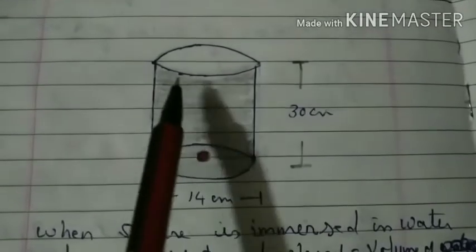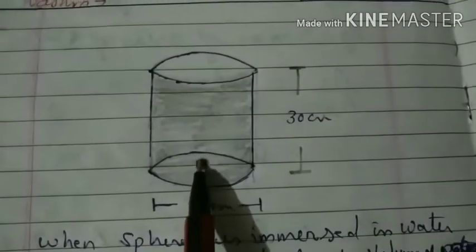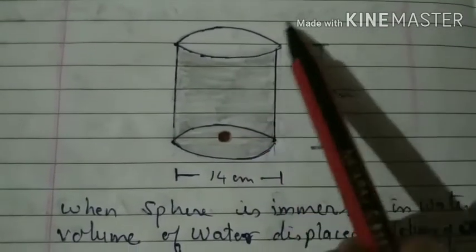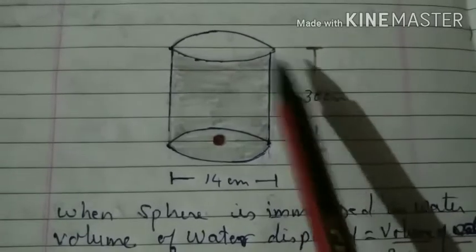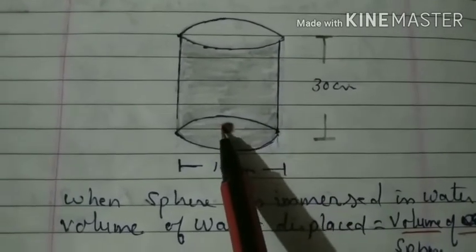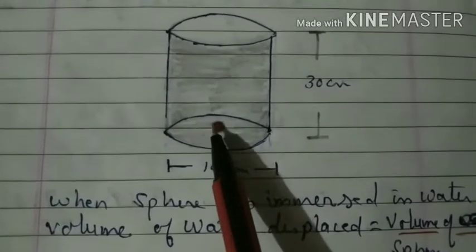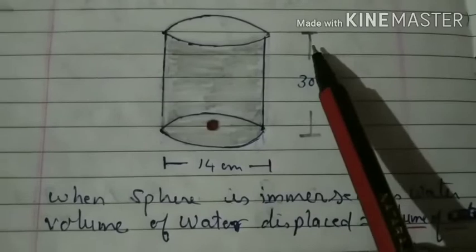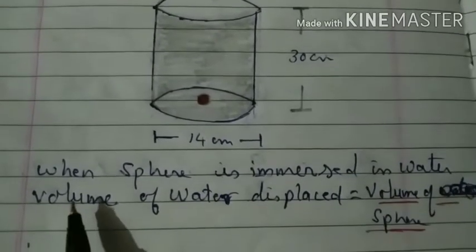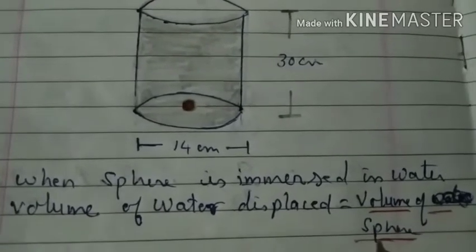Now when water is filled up to the brim, if you immerse the sphere, we know the level of water will rise and then the water will come out, the water will be displaced. Now how much water will be displaced, you know? Exactly the volume of the sphere. Whatever is the volume of the sphere, that much water will be displaced. So when the sphere is immersed in water, the volume of water displaced will be equal to the volume of the sphere.